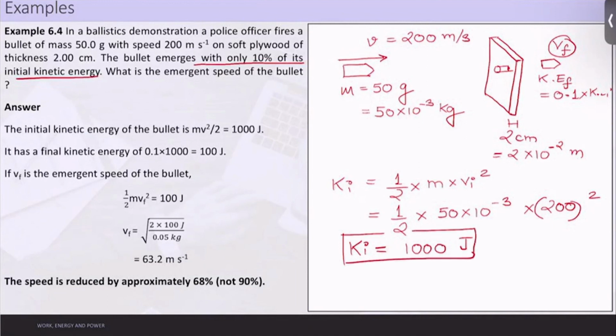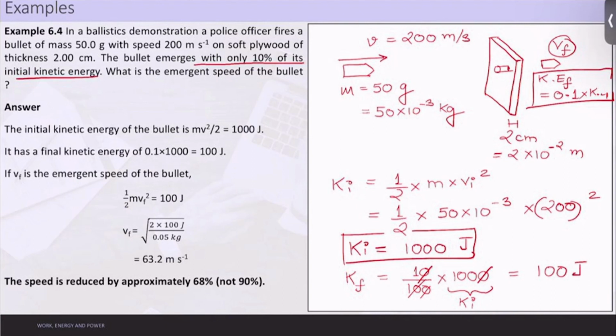Now it is given in the question that the final kinetic energy is 10% of initial kinetic energy. So we can say that kinetic energy final is equal to 10 by 100 of 1000, that is, of the initial kinetic energy. So this is equal to 100 joules. Now we have the final kinetic energy. We know the mass, we just need to calculate the velocity.